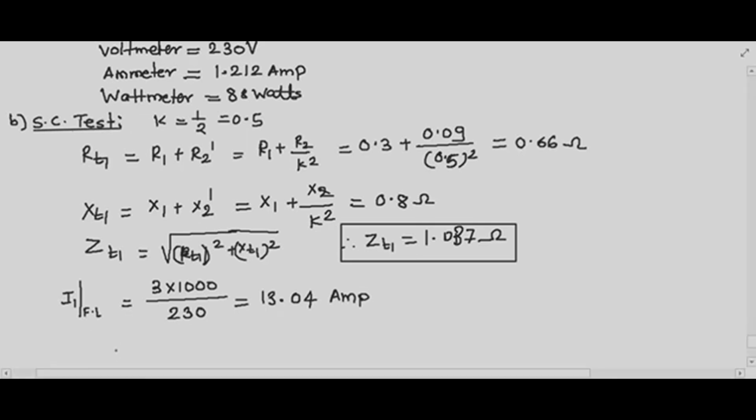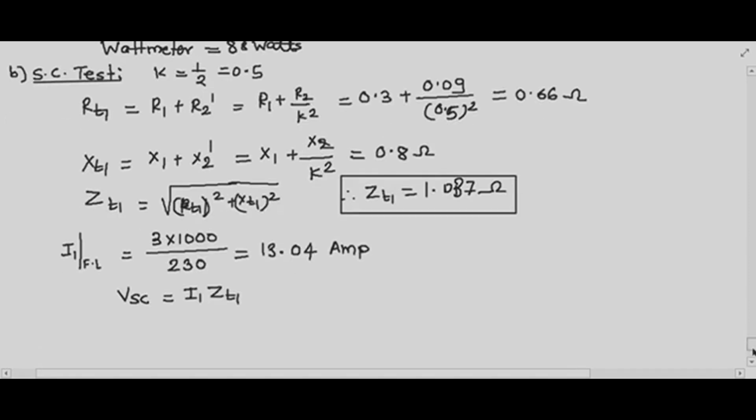Okay. So from this I can find out VSC. VSC is nothing but I1 into ZT1, right? What is I1? We have calculated I1. It is 13.04 ampere, into what is ZT1? 1.037. So this much voltage we have to apply across the primary winding so that the ammeter connected in the primary will show its full load current.